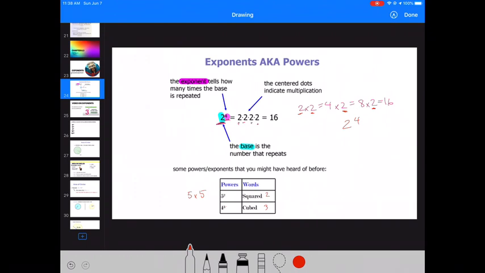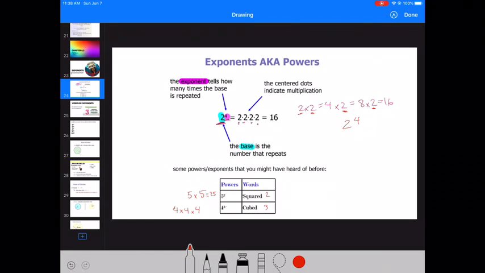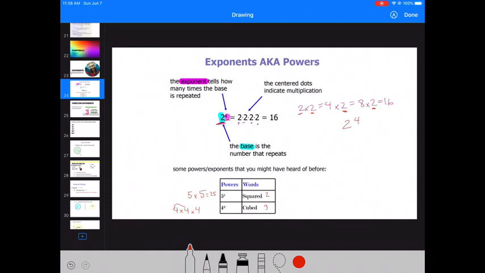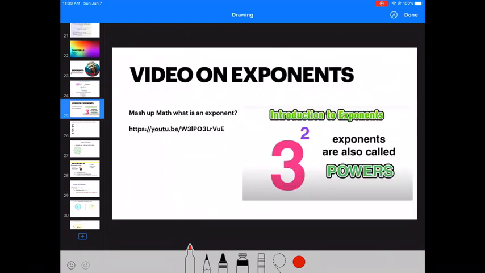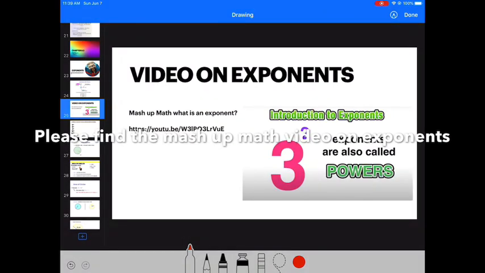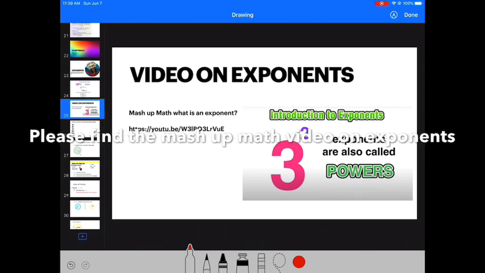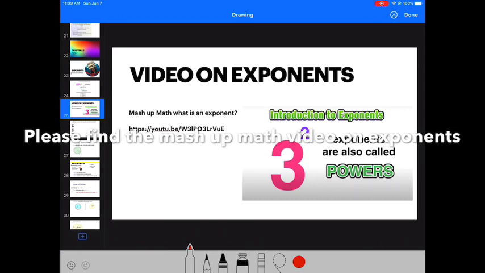So 5 times 5, what does that give you? 25. 4 cubed is 4 multiplied 3 times: 4 times 4 times 4. So you think, well, 4 times 4, that's 16. So those two give you 16. And then 16 times 4, that gives you 64. All right. Okay, so there is a video on exponents that we're going to watch here.